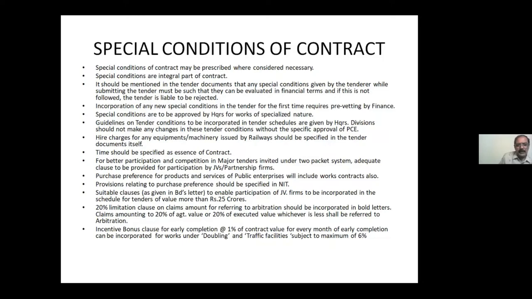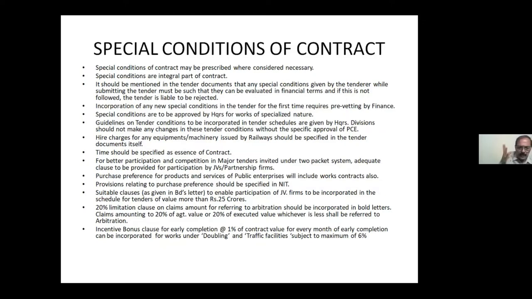आर्बिट्रेटर विल बी अपॉइंटेड. Whenever he wants to raise claims, he has to restrict his claim amount only to 20% of the agreement value or 20% of the executed value, whichever is less. So you may get an objective type: what is the restricted amount of the claims? You can say 20% of the agreement value or 20% of the executed value.